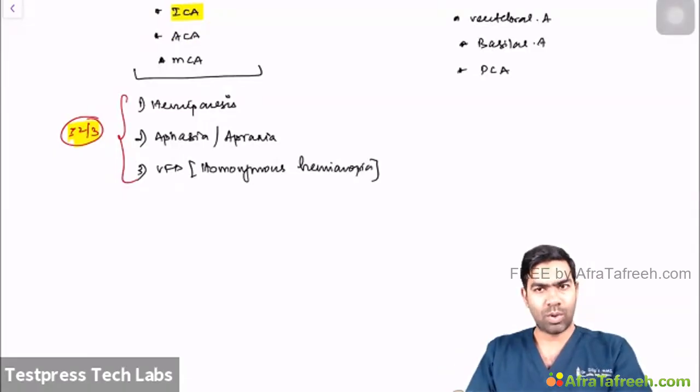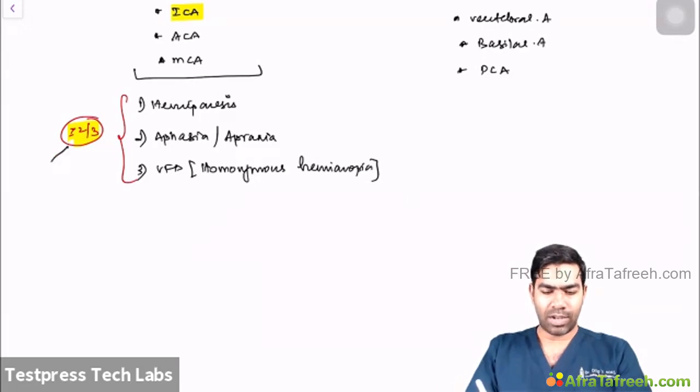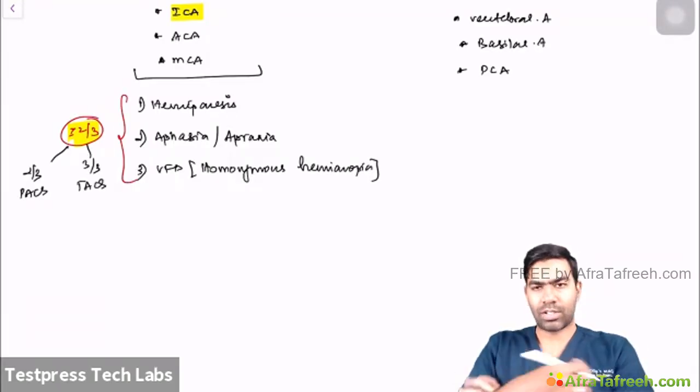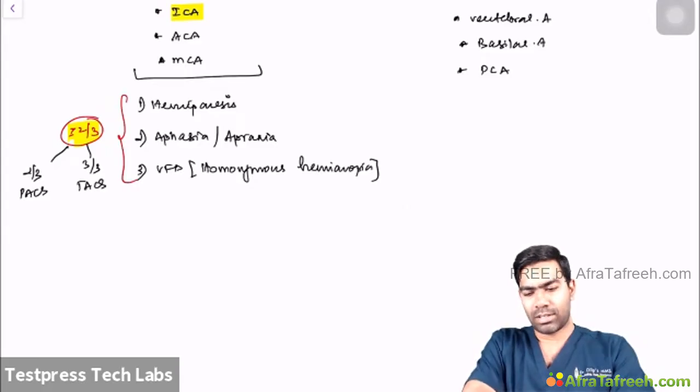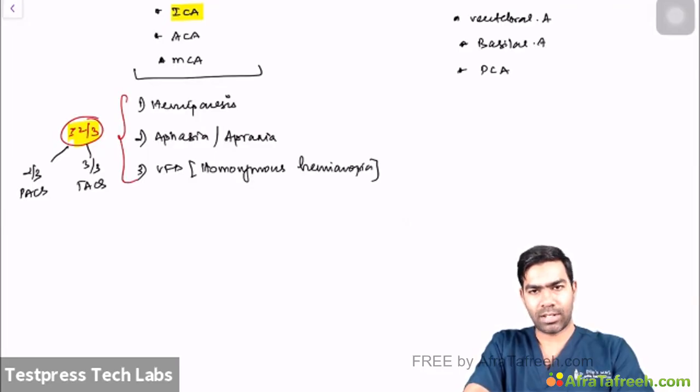Suppose you have any 2 out of 3, then surely you can tell that the patient is probably having an anterior circulation stroke. What the guidelines are telling is, if you have only 2 out of 3, then it's called a partial anterior circulation stroke. If you have all 3 out of 3, then it is called a total anterior circulation stroke. That's called a TACS. But nevertheless, out of these 3, if you have at least any 2, then it will be called an anterior circulation stroke.